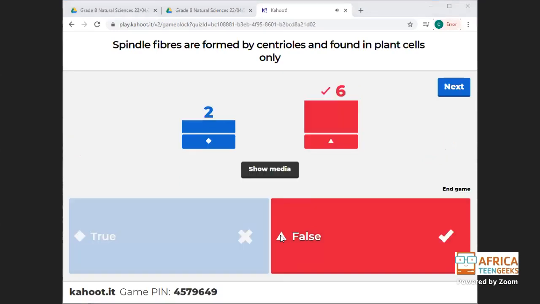Two, one. Game over. And the correct answer is false. True, spindle fibers are formed by centrioles found in plants. Guys, the answer is false.